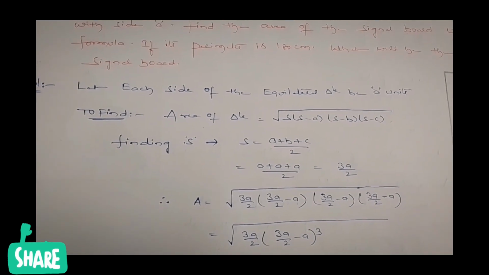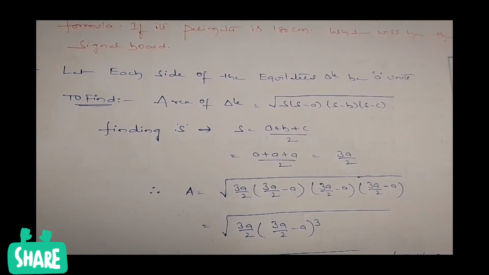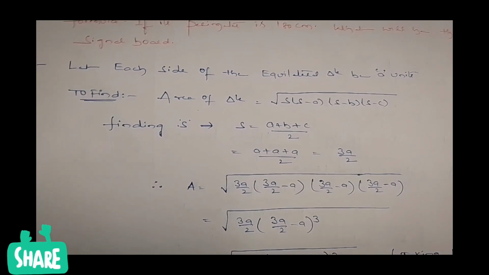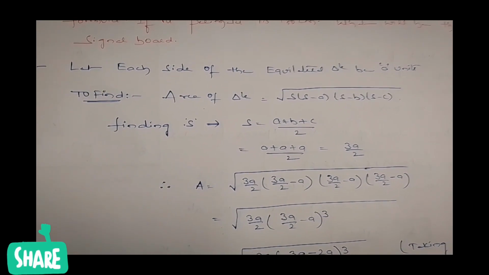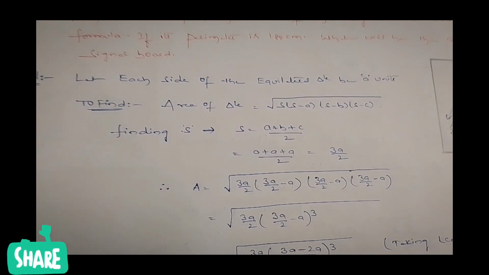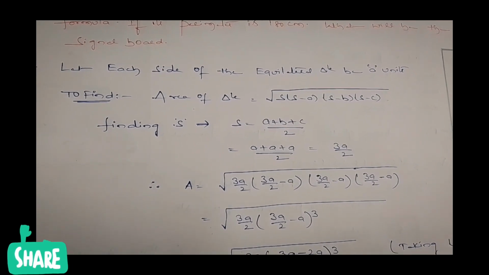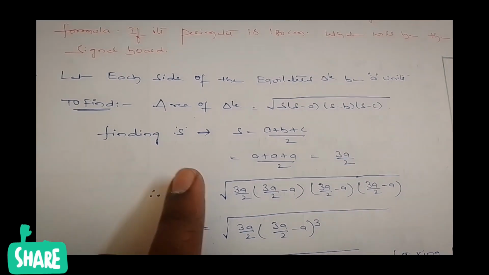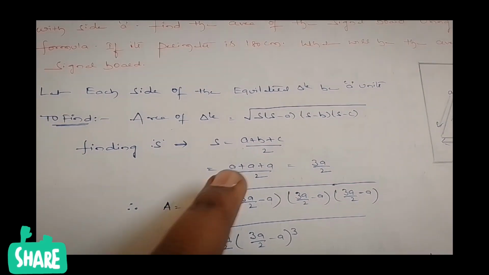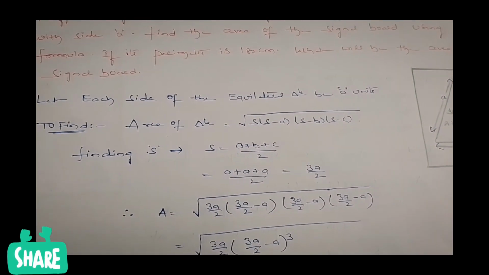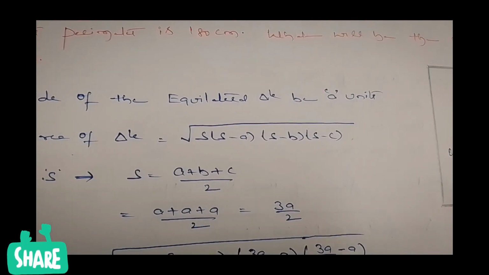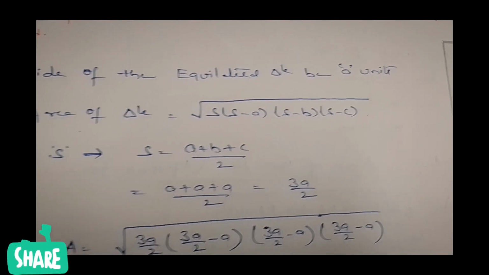So we need to find the area of the triangle here. In the given question, they have already given the perimeter also. So using that perimeter information, we can solve for the area of the triangle. First write down the area of a triangle formula using Heron's formula: under root of S into S minus A, S minus B, S minus C.